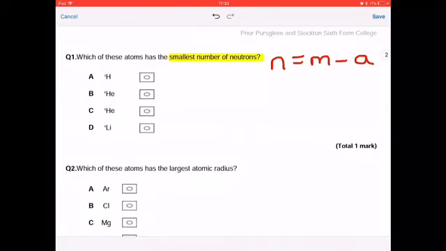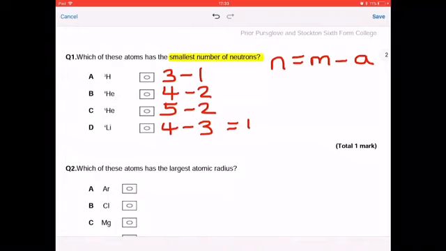For hydrogen, the mass number is 3 and the atomic number is 1. For helium, your mass number is 4, atomic number 2. Helium 5, mass 5, atomic number of 2. And finally lithium, mass number 4 and 3 protons. So when you do all those quick sums there, you are looking for the atom which has the smallest number of neutrons. Well, in this case that is lithium because it equals 1, and so lithium is your answer.